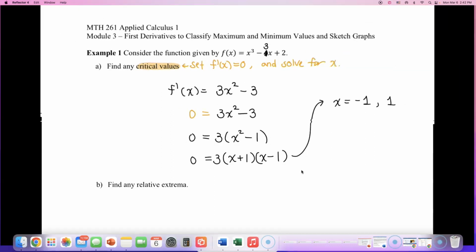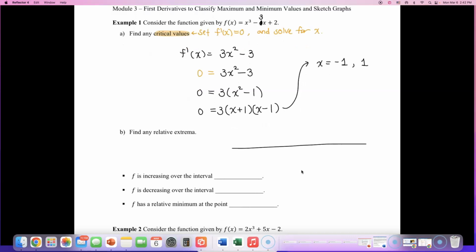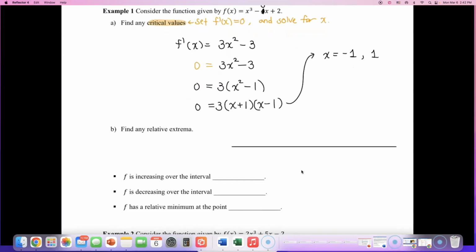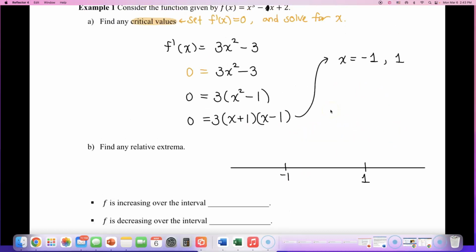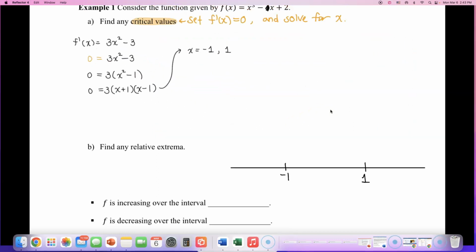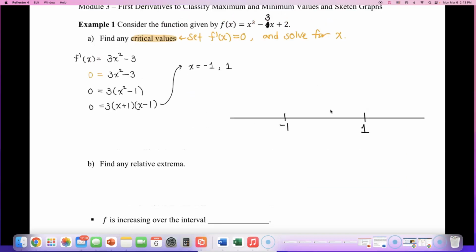Okay? Now, if it's asking for us to find any relative extrema using the first derivative, we will have to sketch a number line. Okay, look, sketch a number line, and what you will do is plot your critical values, -1 and +1. Okay, what you will do is test some points to the left and right and in between. Now remember, the first derivative is negative if the function is decreasing, right? The first derivative is positive when the function is increasing.